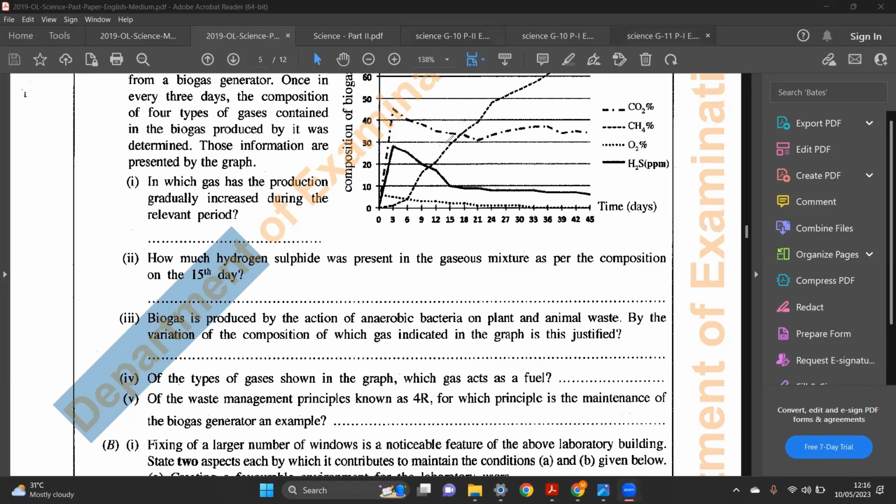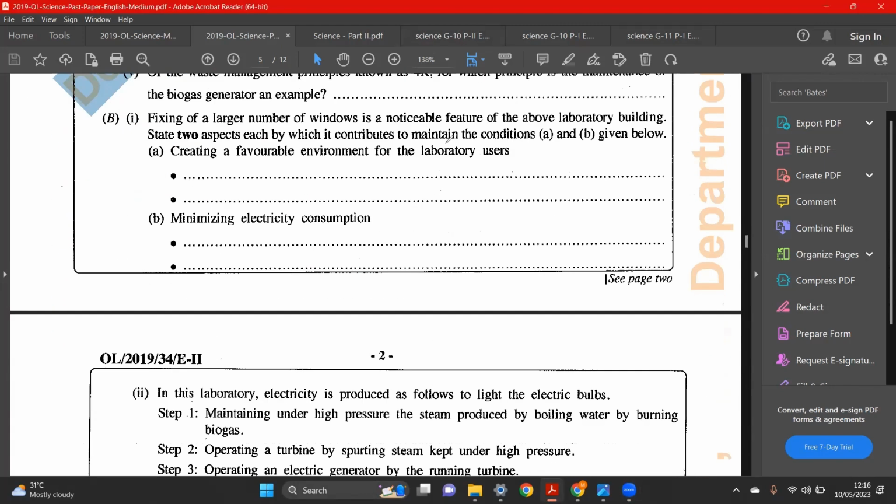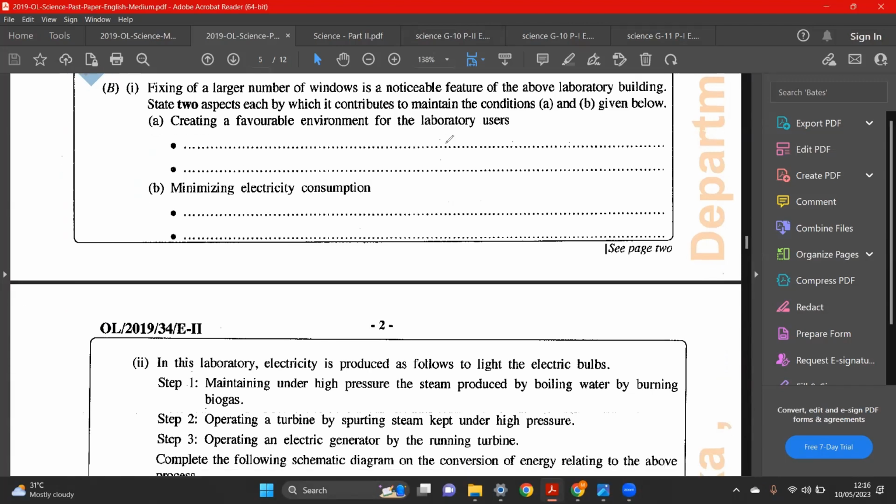All right. Then part B, fixing of a large number of windows is a noticeable feature in a laboratory. So creating a favorable environment for the laboratory users, yes. If you have a large number of windows, you can have proper ventilation. That is very important in a laboratory, especially if it's a chemistry laboratory. Then also for proper lighting, and also to maintain a favorable temperature. It's good to have a large number of windows.